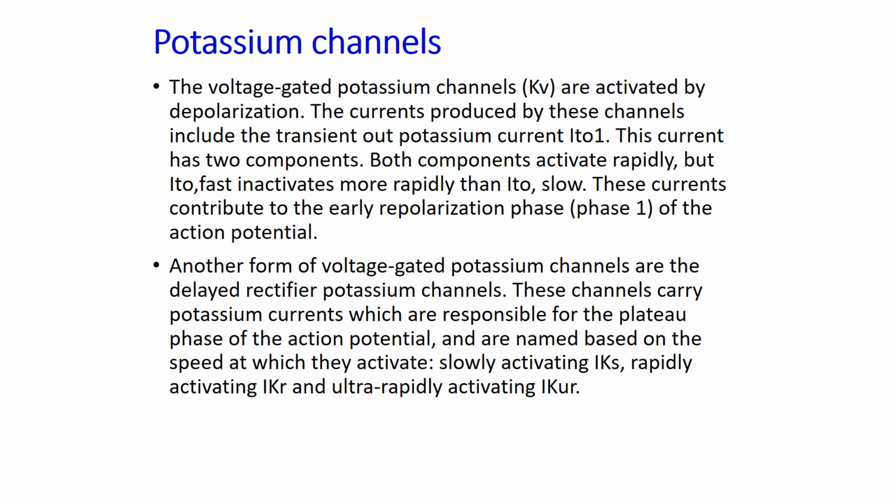Potassium channels. The voltage-gated potassium channels, KV, are activated by depolarization. The currents produced by these channels include the transient outward potassium current, Ito1. This current has two components. Both components activate rapidly, but Ito fast inactivates more rapidly than Ito slow. These currents contribute to the early repolarization phase, phase 1, of the action potential.